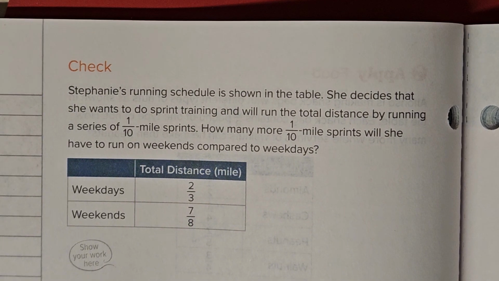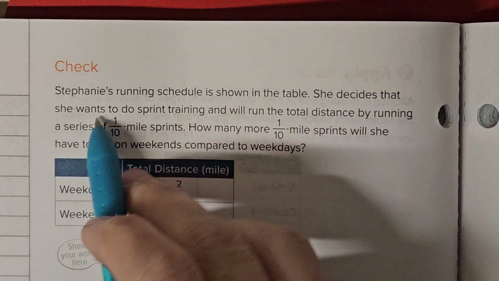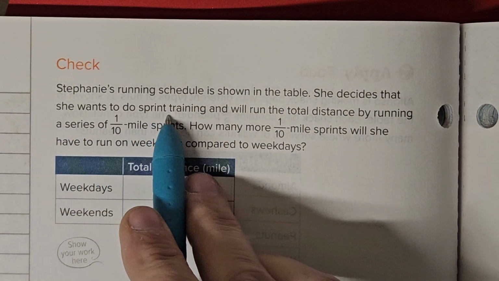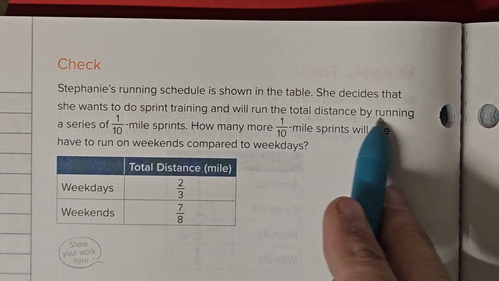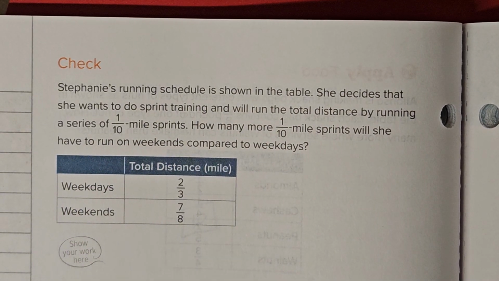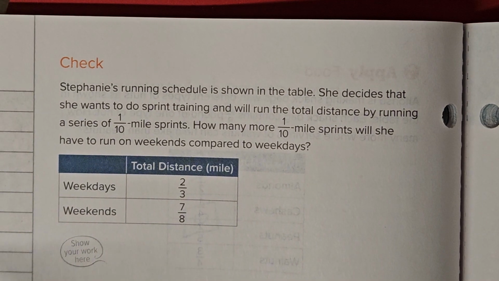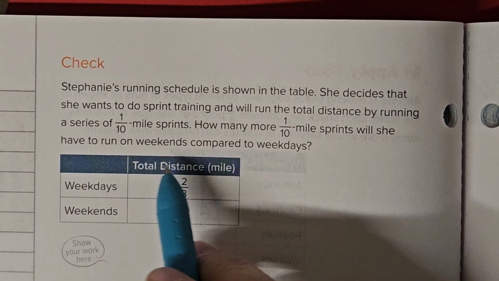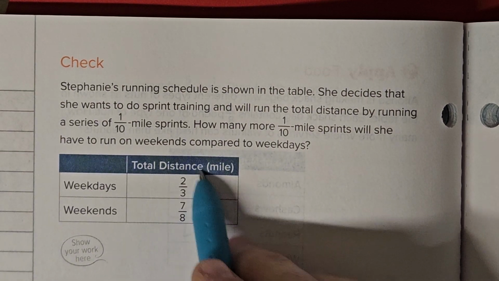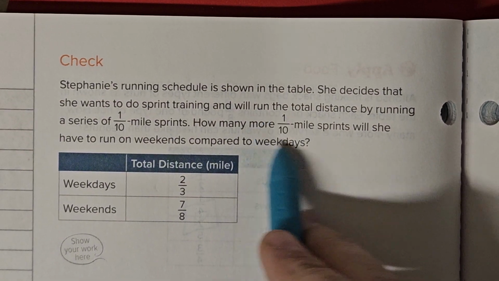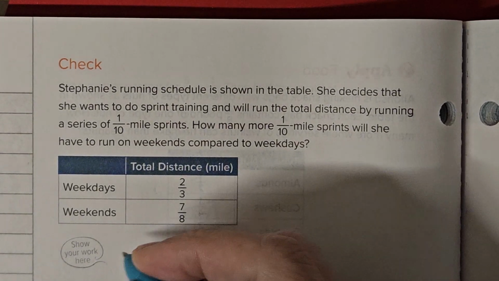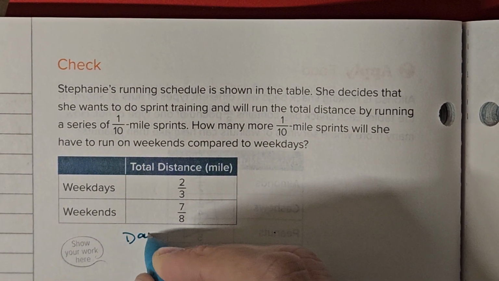Let's go to page 174 and try this check real quick. Stephanie's running schedule is shown in the table. She decides that she wants to do sprint training and will run the total distance by running a series of 1/10 mile sprints. How many more 1/10 mile sprints will she have to run on weekends compared to weekdays? So we've got to take the weekends and the weekdays and divide it by her sprint distance, and then we can compare those totals. Okay, so let's do weekdays.